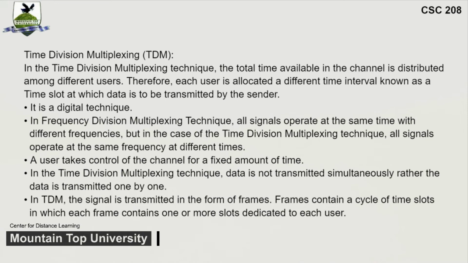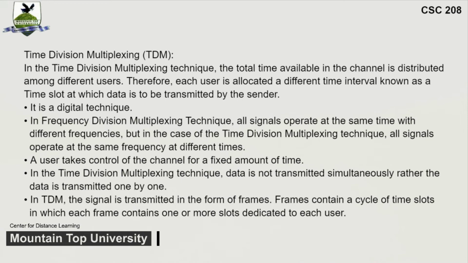In frequency division multiplexing technique, all signals operate at the same time with different frequencies, but in the case of the time division multiplexing technique, all signals operate at the same frequency at different times. A user takes control of the channel for a fixed amount of time. In the time division multiplexing technique, data is not transmitted simultaneously, rather the data is transmitted one by one. In TDM, the signal is transmitted in the form of frames. Frames contain a cycle of time slots in which each frame contains one or more slots dedicated to each user.